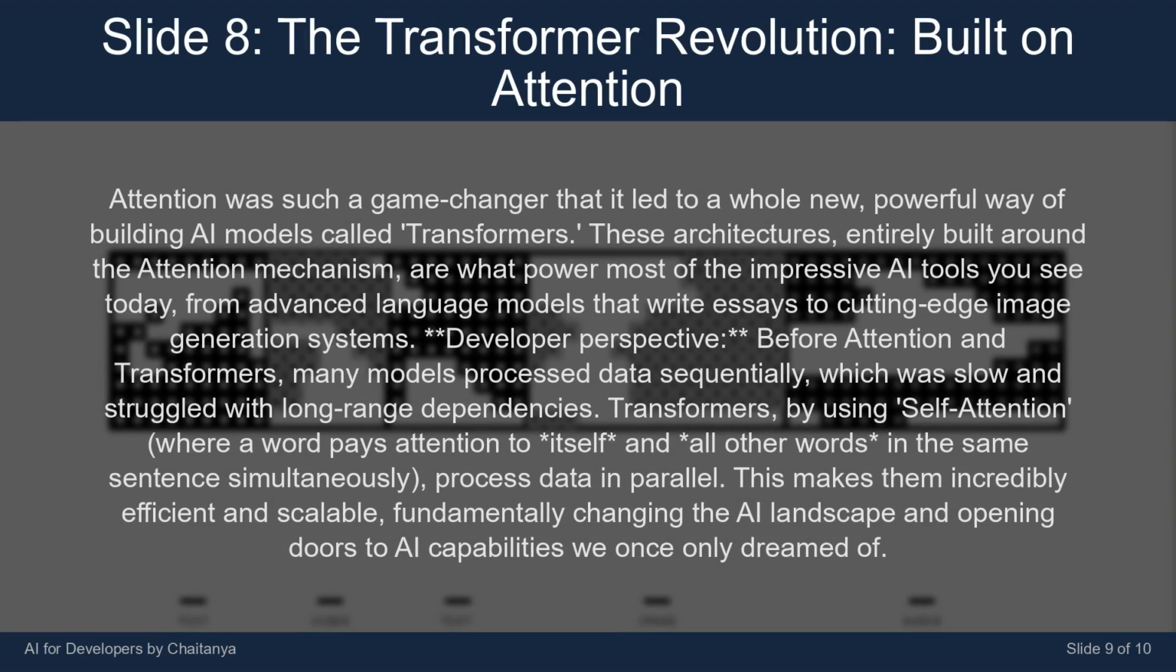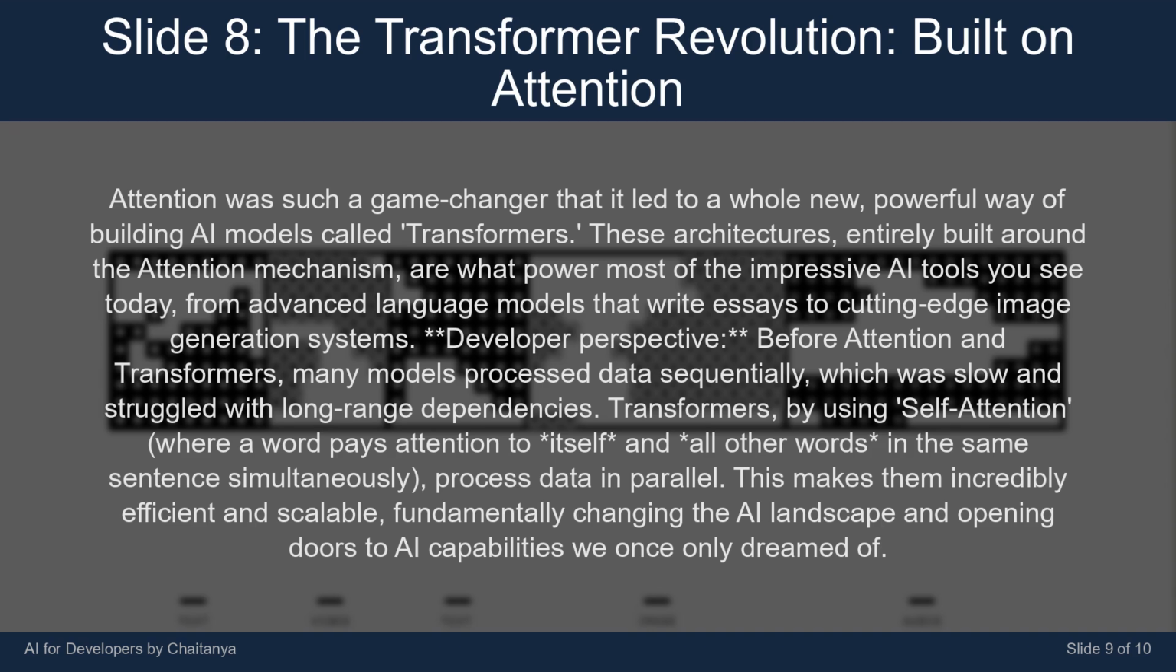Attention was such a game changer that it led to a whole new, powerful way of building AI models called transformers. These architectures, entirely built around the attention mechanism, are what power most of the impressive AI tools you see today, from advanced language models that write essays to cutting-edge image generation systems.